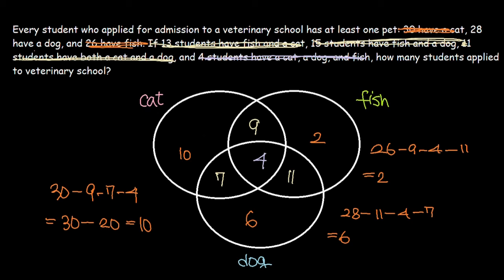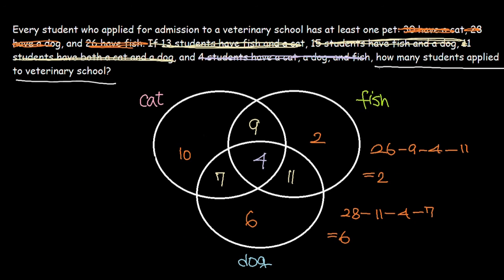What's the question actually asking for, however? It's asking you to find how many students applied to the veterinary school. So what do you have to do to find that answer? You have to just add all of these numbers shown in the Venn diagram. So let's do that now. Let's take this unnecessary information out. We're given that 10 plus 6 plus 2 equals 18, the number of students that only have one pet.